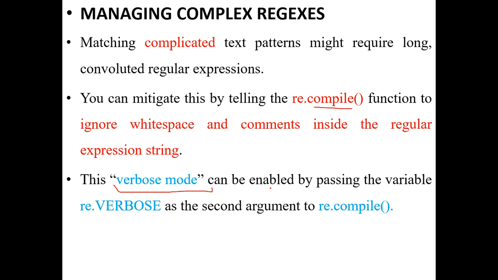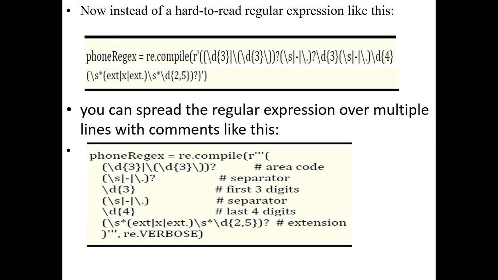So that allows us to pass a variable. This mode can be enabled by passing this verbose method, and this method is present in the regular expression module. We are passing this as a second argument to compile. Once we pass this, it is going to ignore white space as well as comments inside the regular expression string.